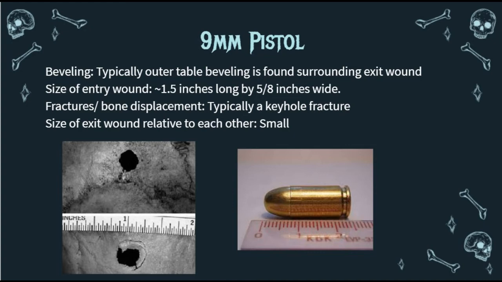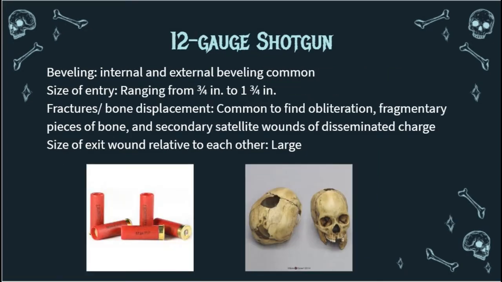Next up is the 12 gauge shotgun, and I know what you're thinking. Doesn't that leave a pretty big entrance wound? And you would be correct. Yes, it does. Size of entry ranges from 3/4 of an inch to 1 3/4 of an inch, which is pretty large. Of course, it all depends. There are tons of different variable factors when it comes to entrance and exit wounds, such as the speed and the distance of the projectile. But this is a typical range for a 12 gauge shotgun.